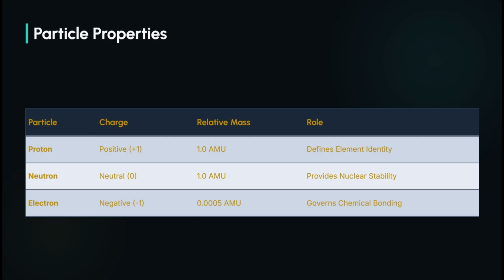The neutron has no charge, as you can tell by the name, and has the same 1 atomic mass unit. Its role is to provide nuclear stability. Electrons have a negative charge and have a really small mass compared to the others, only 0.005 AMU. And the role of the electron is to govern chemical bonding.